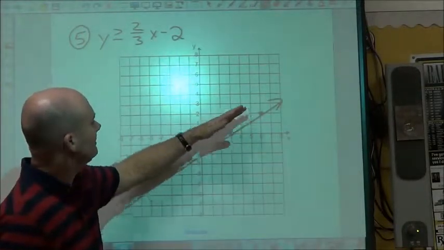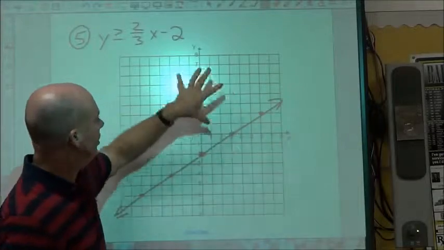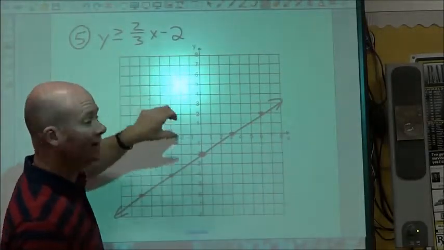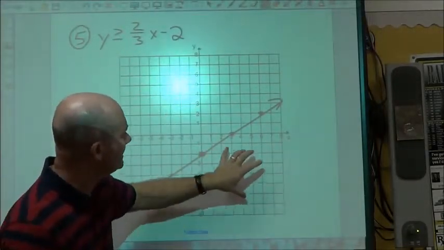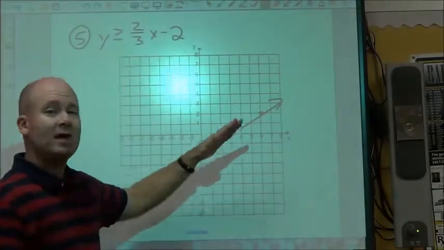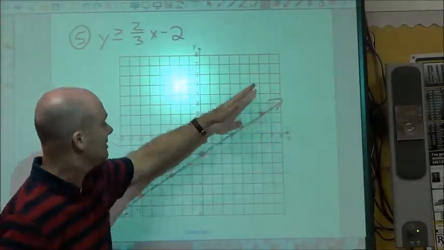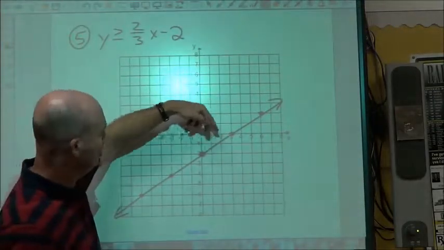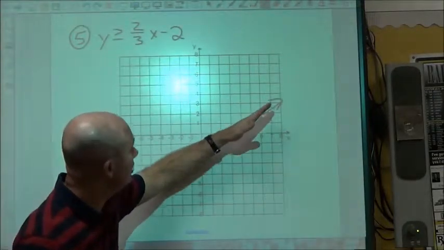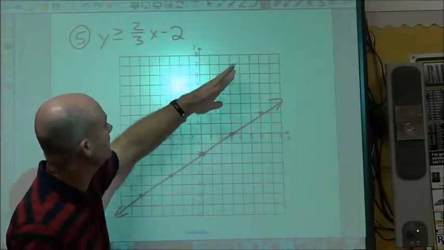But the question is, are we in the upper side or lower side? Are all the points up here solutions to that inequality? Or is it all these guys down here? Well, since it's greater than, here's your hill. There's the underside. Here's the up part that you're walking on. Up the line we go. So we want greater than, which means it's the upper part.